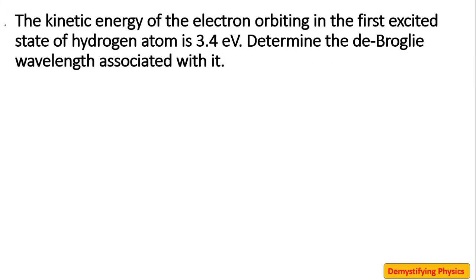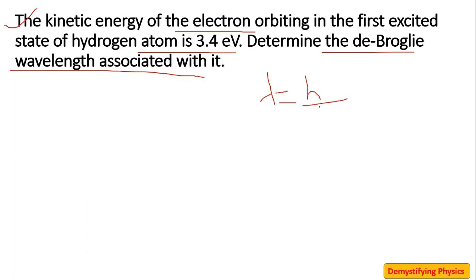The kinetic energy of an electron orbiting in the first excited state of the hydrogen atom is 3.4 electron volt. Determine the de Broglie wavelength associated with it. The de Broglie wavelength is h by p. And what is the relationship between momentum and kinetic energy? You already know. p is equal to under root 2mE. Put all the values and find lambda.